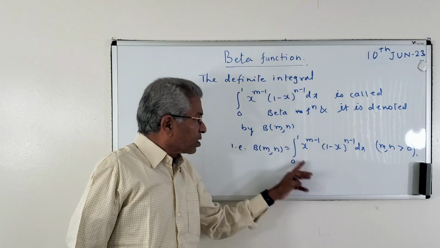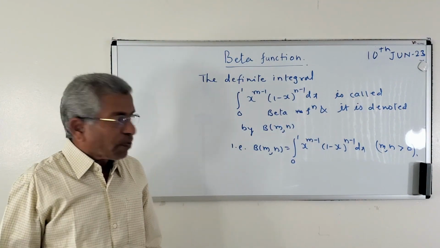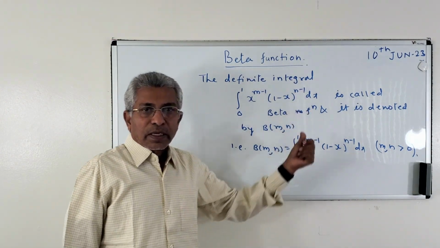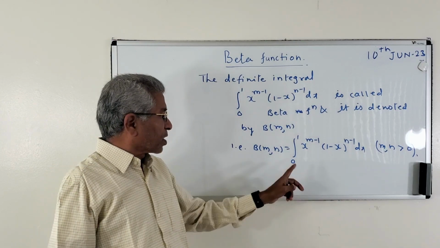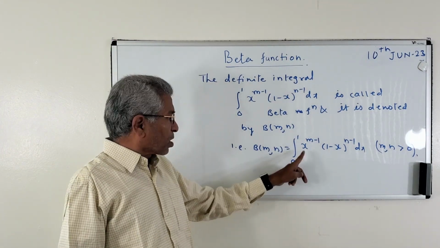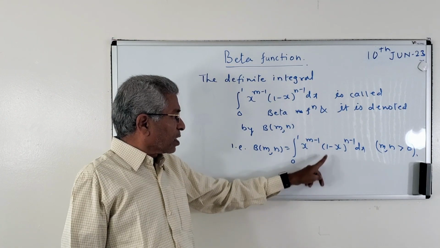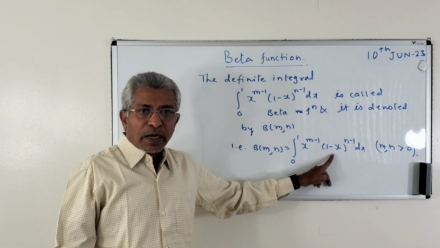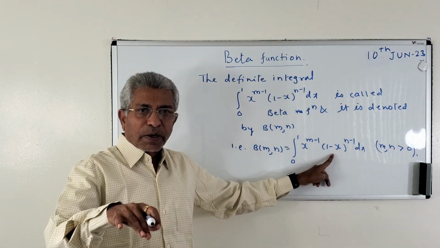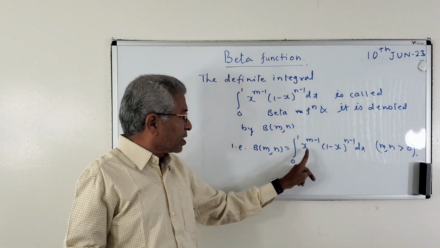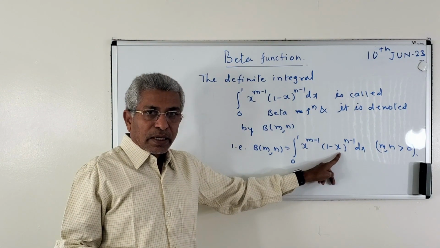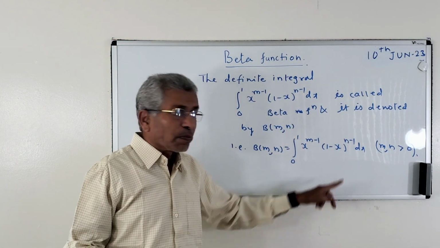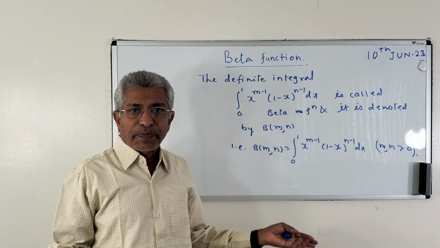Now, in this integral, we find some terms. The limits are 0 and 1. The integrand is the product of x raised to m minus 1 and 1 minus x raised to n minus 1. Both are algebraic functions. If we ignore the powers, the integrand will be x and 1 minus x. If the integrand is x and 1 minus x, the upper limit is 1 and the lower limit is 0, the integral belongs to the beta function.